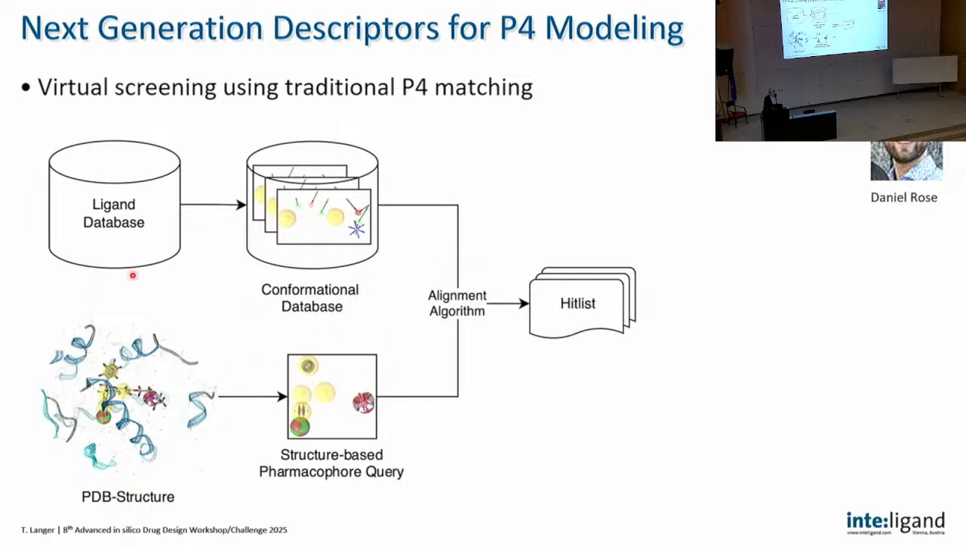So the idea: the original way, the traditional way to do a virtual screening to get a hit list is to generate a pharmacophore model, for instance, starting from a PDB structure or from an MD trajectory. You get a pharmacophore. Then you have your ligand database. You make the conformation analysis. You calculate all the pharmacophores for all the conformations. And then you do the alignment and you get your hit list. But could you do this differently?